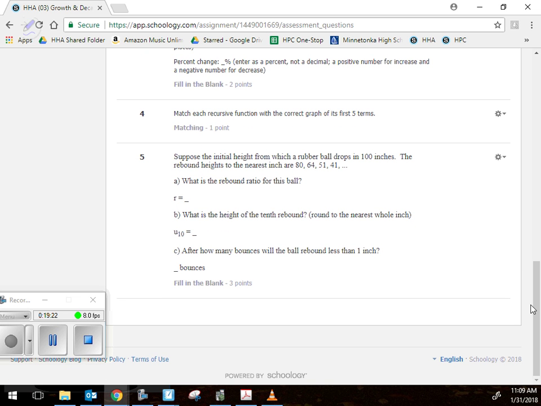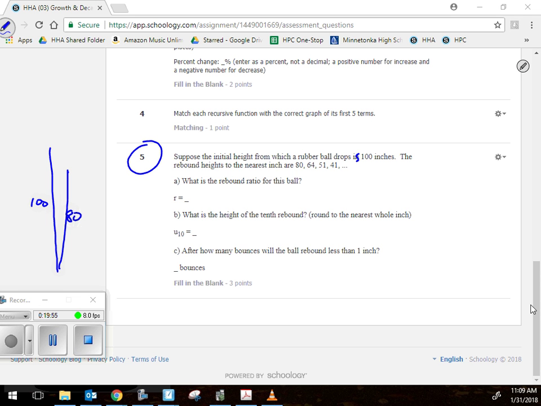All right, this is probably going to be the toughest one here, number 5. Let's look at it together. Suppose the initial height from which a rubber ball drops is 100 inches. So basically it drops 100. The rebound heights to the nearest inch are, so when it bounces back up again, this next one was an 80.